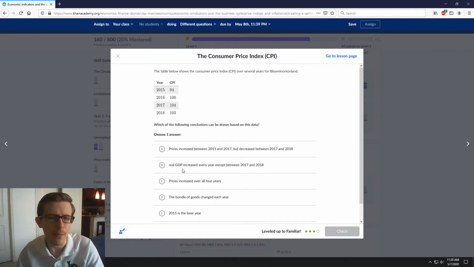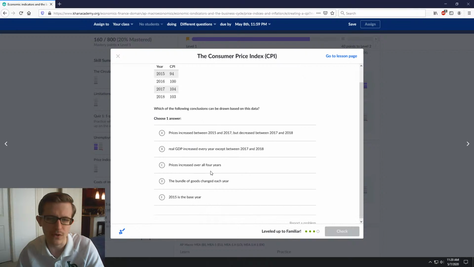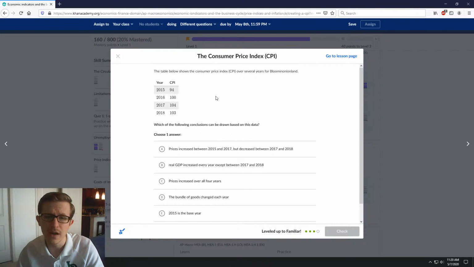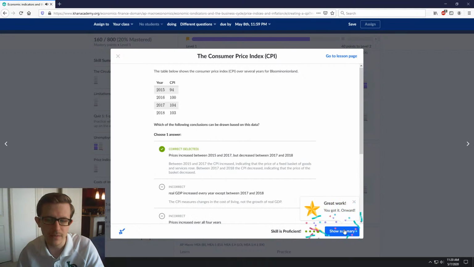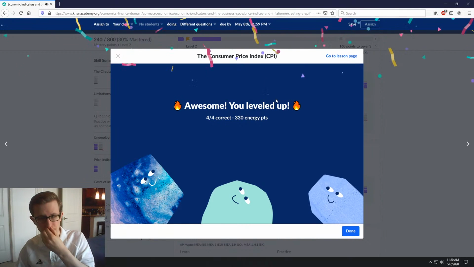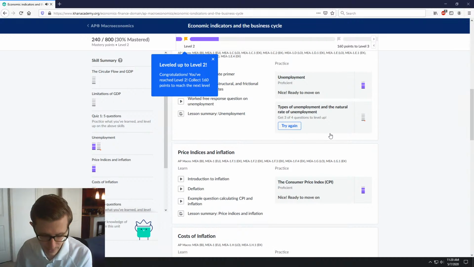Again, this is all made assuming the same bundle of goods. And then 2015 is the base year. For the base year, it will always be 100. It will never be anything different. So it's very likely A. Yep, good job. So awesome. We leveled up there.